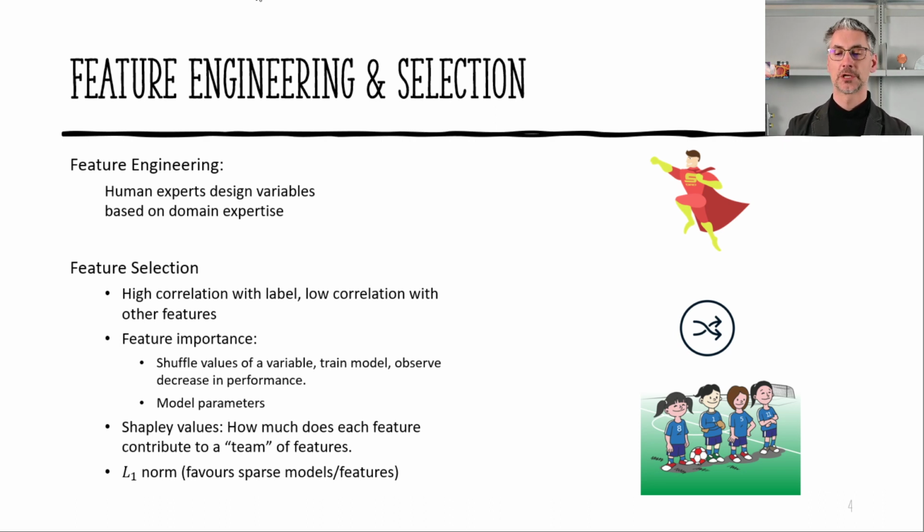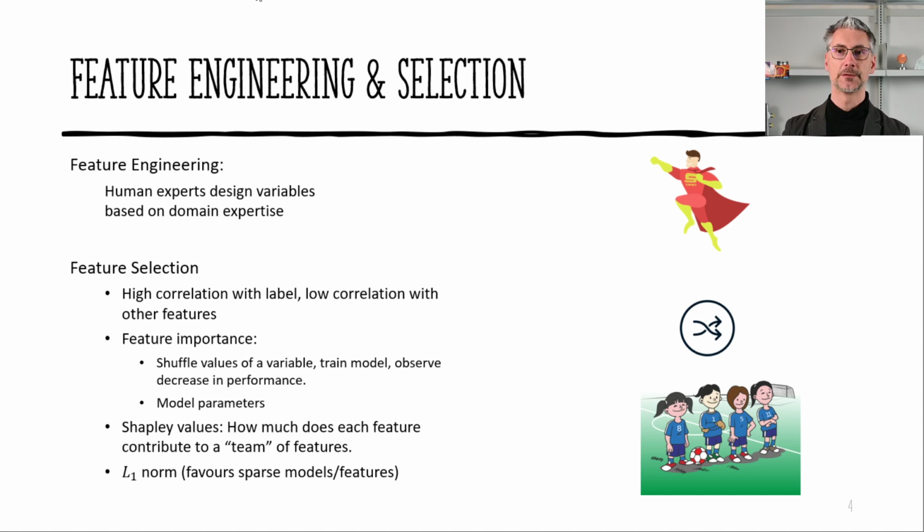So for example, we could shuffle the values of a variable and retrain our model and observe the decrease in performance. If there's a very small decrease, then probably this variable doesn't contribute very much. We could also use so-called Shapley values. Here we interpret the features as a team, and each feature is a player in that team, and together they achieve a given performance, and the Shapley values allow us to attribute how important one of these features is to the team.